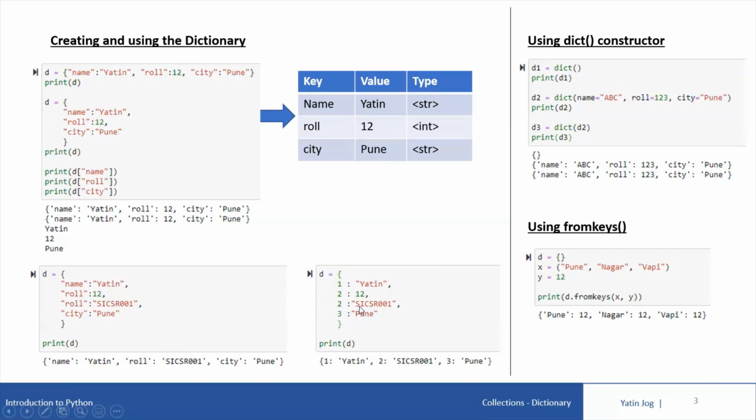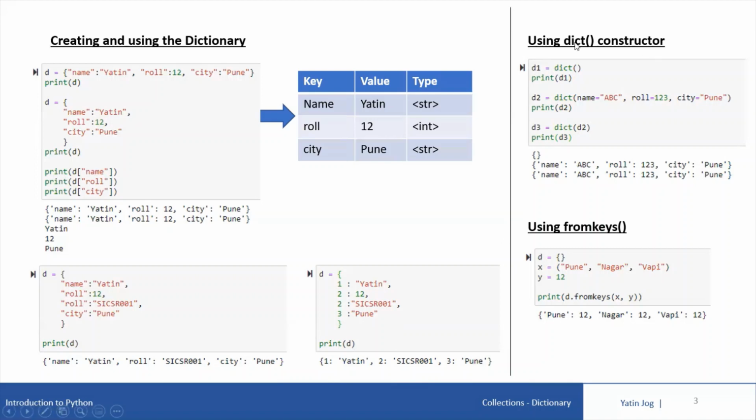Again, I am mapping 2 with a new value, SICSR 001. So the recent mapping will be considered for further actions. So this will be stored in the memory as 2 mapped with SICSR 001 and 3 mapped with Pune. If I say print D, it will print 1 Yatin, 2 SICSR 001 and 3 Pune on the screen. So this is how you can declare and define dictionary objects inside a Python script.